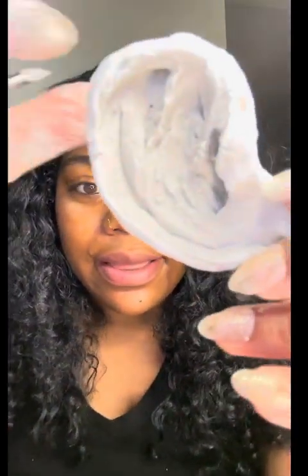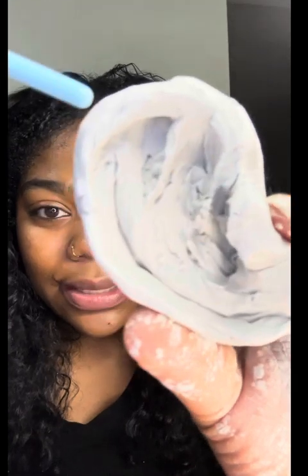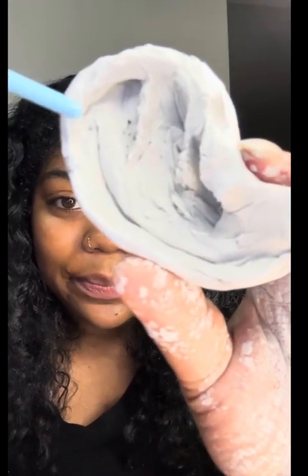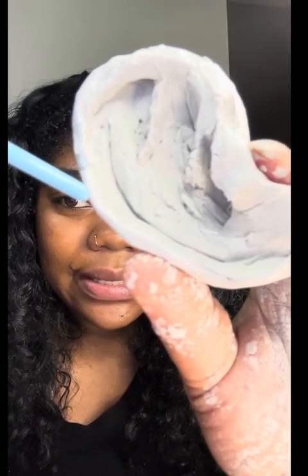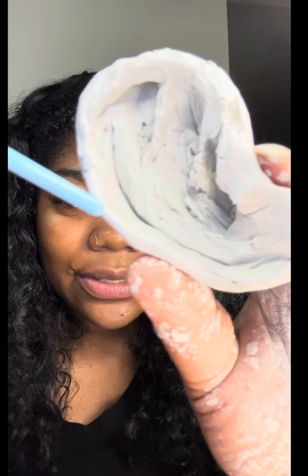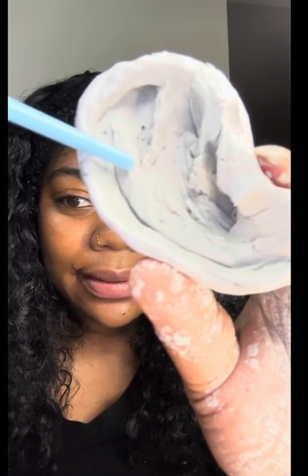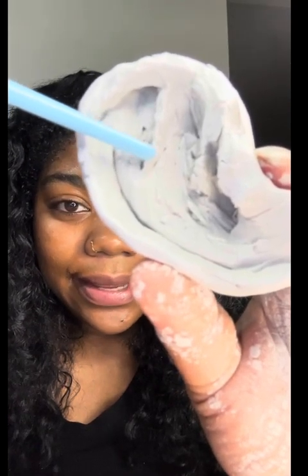This time I'm going to be going over the ear. So, this outer part is the helix of the ear. And right next to the helix of the ear is the actual scapha. And right next to the scapha is the antihelix.